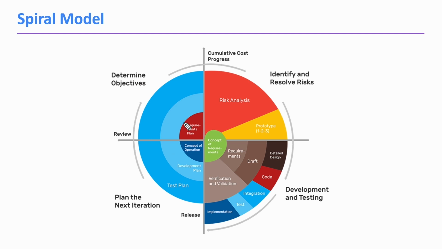In the determine objectives phase, all the relevant information related to software is collected from the client, and in the next quadrant, identify and resolve risk, the risk associated with the project or requirement is identified and resolved using the best possible solution. At the end of this quadrant, a prototype is created for the best possible solution. And in the development and testing quadrant, out of that prototype, a detailed design is created, then coding starts based on the detailed design, where developers start writing code for the software application.